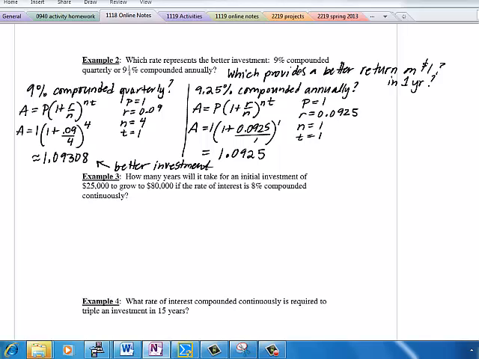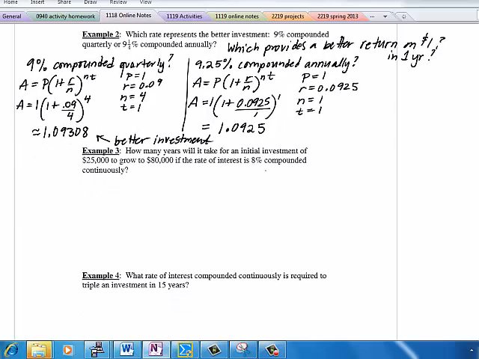All right, next example. How many years will it take for an initial investment of $25,000 to grow to $80,000 if the rate of interest is 8% compounded continuously? So we're looking now at compounded continuously, so we want A equals P times e to the r times t. And we want to fill in as many values as we can and then find what's left.